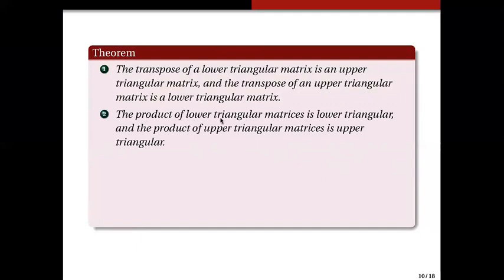Now, the product of lower triangular matrices is lower triangular, and the product of upper triangular matrices is upper triangular. It means that the properties are retained if you are multiplying the same triangular type of matrices. If you multiply upper triangular with lower triangular, we don't know what will happen. It could be any matrix. It could be lower triangular, it could be upper triangular, but it could be anything.